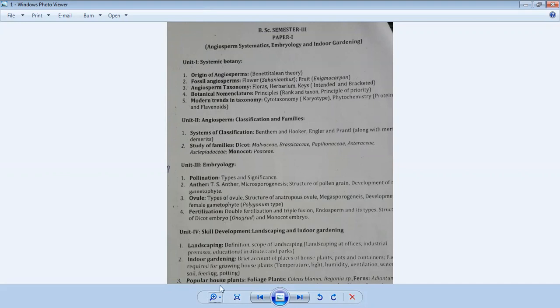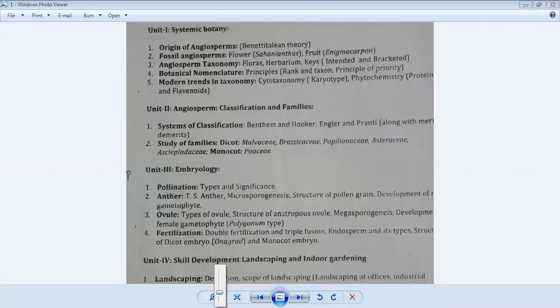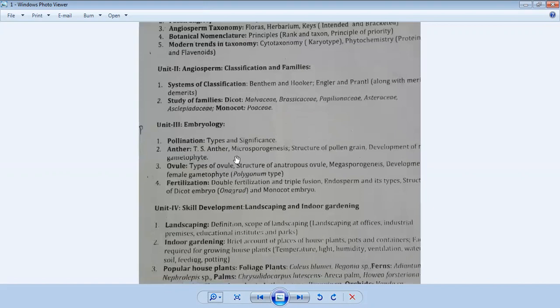In this embryology we are going to discuss pollination, types and significance, anther, tiers of anther, microsporogenesis, structure of pollen grain, development of male gametophyte, then ovule, types of ovule, structure of anatropous ovule, megasporogenesis, then development of female gametophyte, which is the polygonum type, fertilization, double fertilization and triple fusion, endosperm, its types, structure of dicot embryo, onagrad type and a monocot embryo.